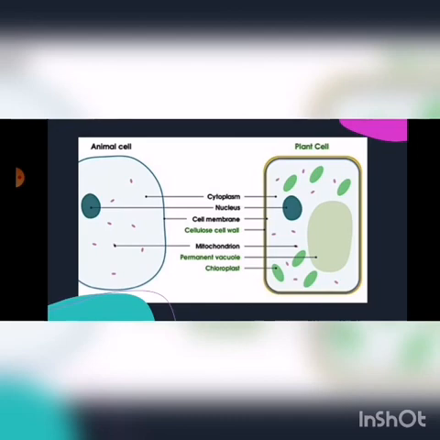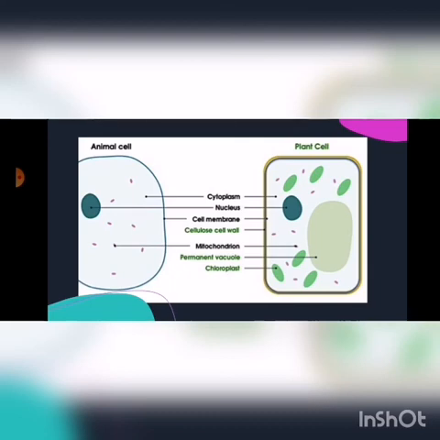Okay. In the plant cell, the nucleus is located in the periphery of the cell. In animal cell, nucleus is located in the center of the cell. In a plant cell, plastids are present. In animal cell, plastids are absent. In a plant cell, a large single vacuole is present in the center of the cytoplasm. You see the picture.